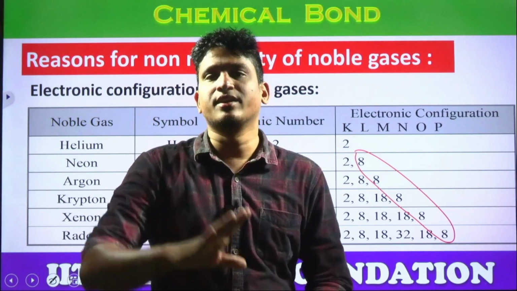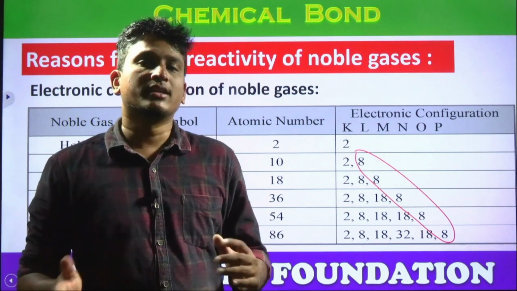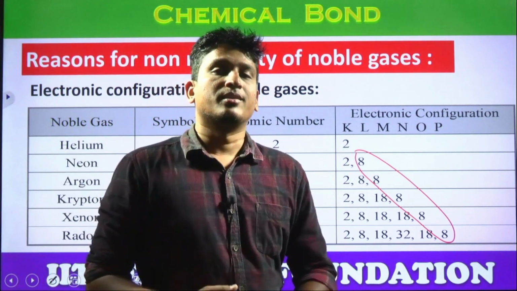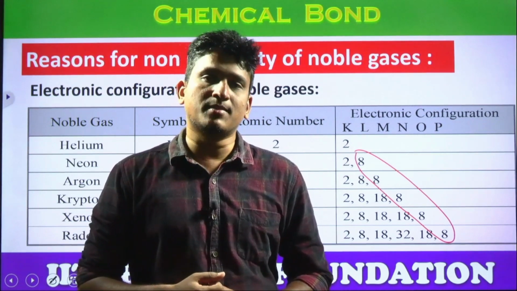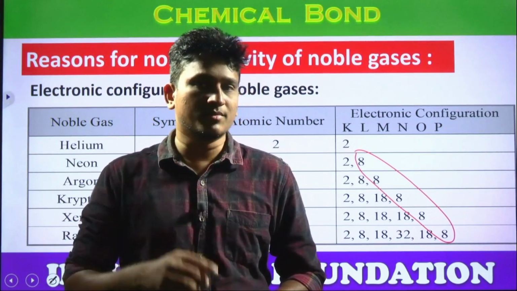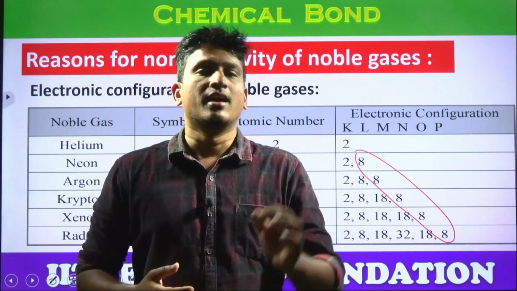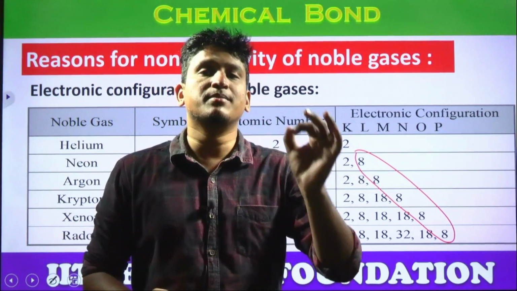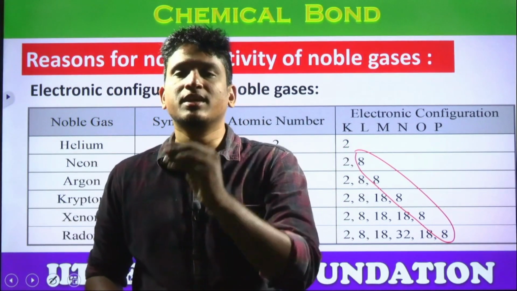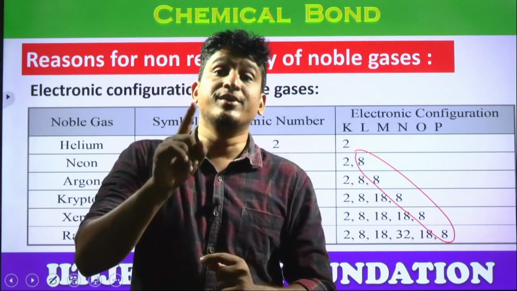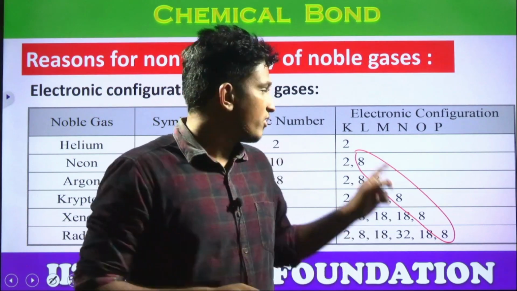Sir, why only 8 electrons? If you want to define it in terms of shells and subshells, the s subshell can accommodate a maximum of 2 electrons. The p subshell can accommodate a maximum of 6 electrons. 2 plus 6 is 8 electrons. So if the s subshell and p subshell are completely filled, that gives stability to the elements. For the noble gases, the s and p subshells in the valency shell are completely filled. Remember, valency shell means the last shell.